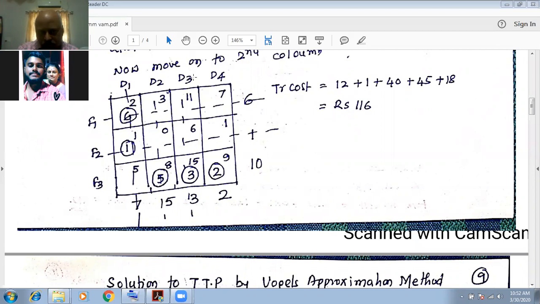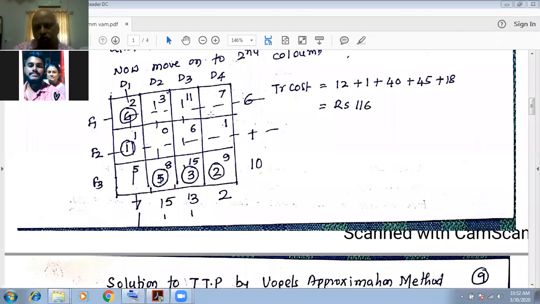So now this showroom also gets exhausted because all the 3 cars are given from factory 3 to showroom number 3. Now go to the last column, column number 4. Showroom number 4 can take only 2 units. Out of 10, 5 and 3 are given here, only 2 units are left. So you make an allotment of 2 units here, and the entire demands of the showrooms are met by the factories. Now the entire allotment is over.